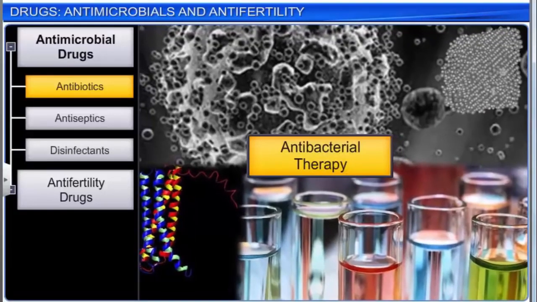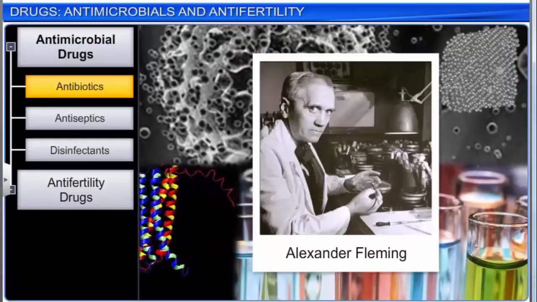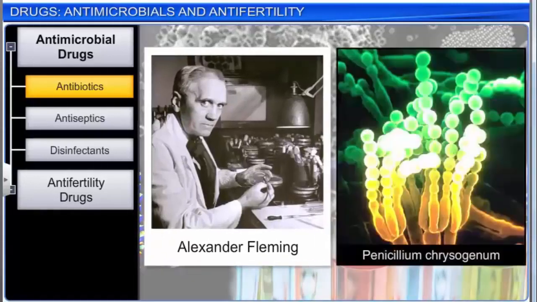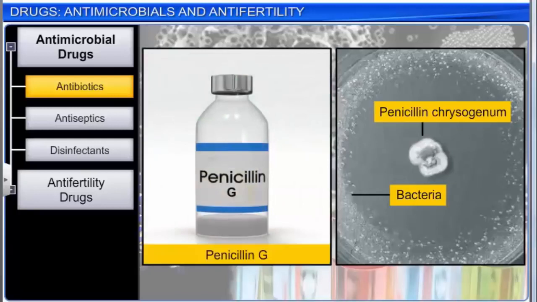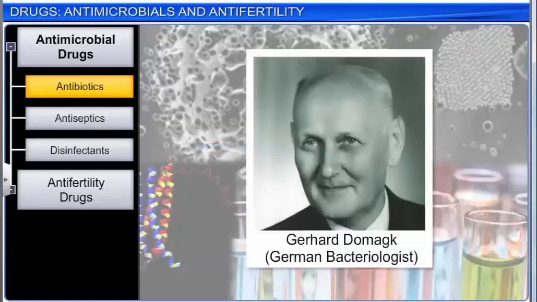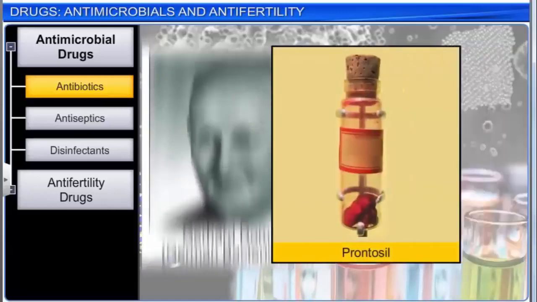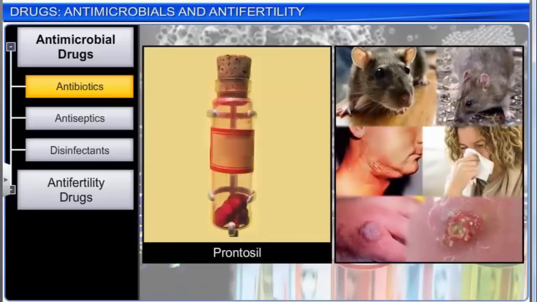The real revolution in antibacterial therapy began with the work of Alexander Fleming. He showed that molds such as the Penicillium species can produce antibacterial chemicals. Fleming's discovery and the isolation of penicillin marked the beginning of modern antibiotics. Around the same time, the German bacteriologist Gerhard Domagk announced that the red dye prontosil is active against certain bacterial infections in mice and humans.